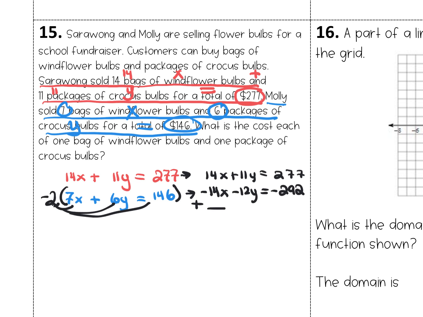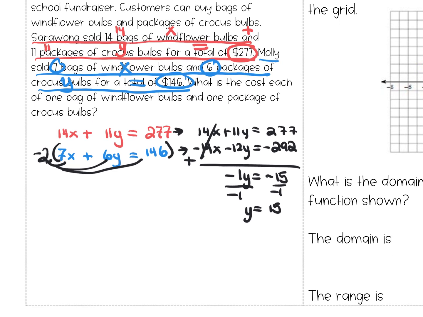I'm going to add straight up and down these equations together. The x's are going to cancel off. 11 plus negative 12 is negative 1y equals 277 plus negative 292 makes negative 15. And I'm going to divide both sides by this -1. So y is going to equal 15. Remember, my y is my crocus bulbs. So my crocus bulbs cost $15 per package.